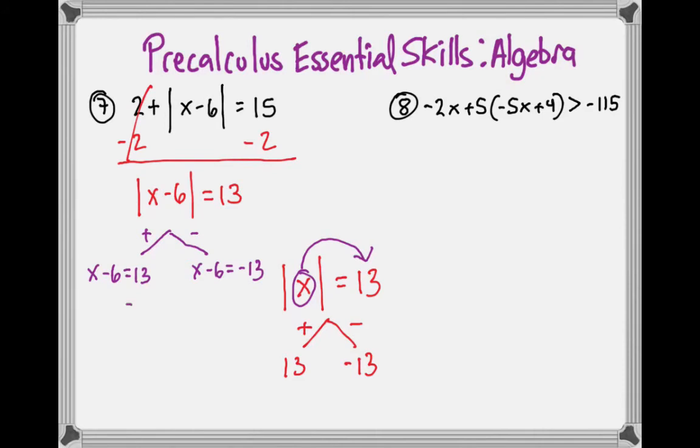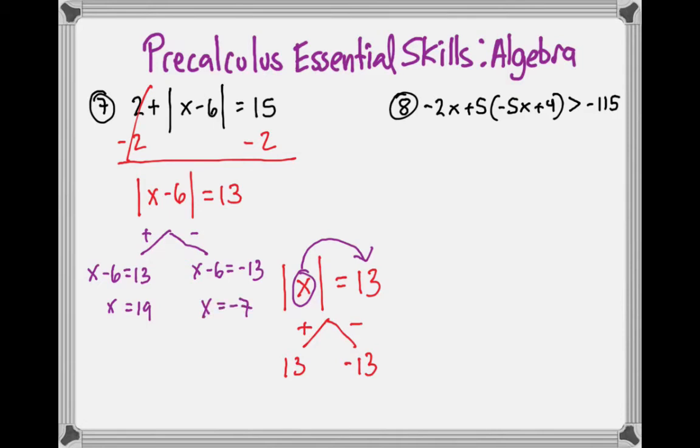Add 6 to each side, and I get x equals 19. I don't know if I said x and the other part should have been 6, but add 6 to each side, and I know that I am going to get x equals negative 7.